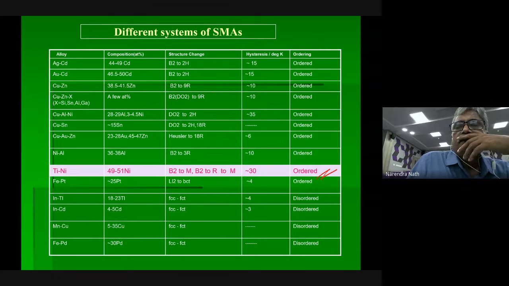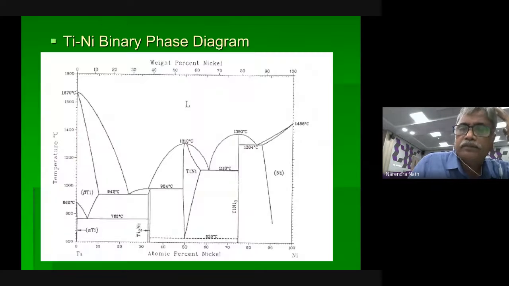That means when you use this alloy in any application, it won't fail at any lower temperatures. Even the structure is ordered, almost closer to the higher temperature. Then only the failure will come into the picture. That is the meaning of ordered.